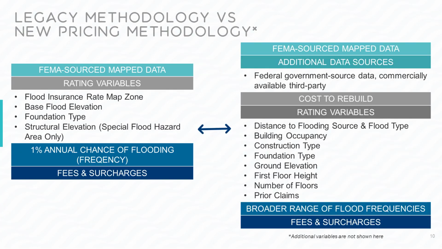Now let's look at them both side by side so we can really see what has changed. I want you to notice the expansion between the legacy methodology and the new methodology because there are some additional categories that are being captured, and under the new pricing methodology, we notice that there are also some additional data sources. One of the things that's new is the cost to rebuild. There are other rating variables like distance to flooding source, ground elevation, first floor height, and even prior claims that will now be considered under the new pricing methodology.